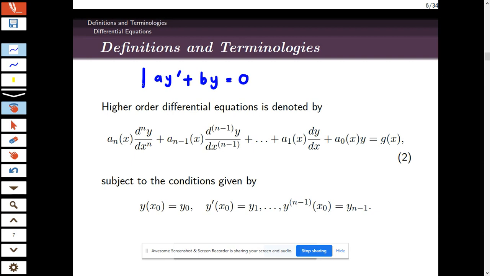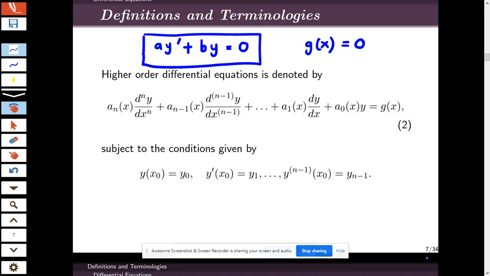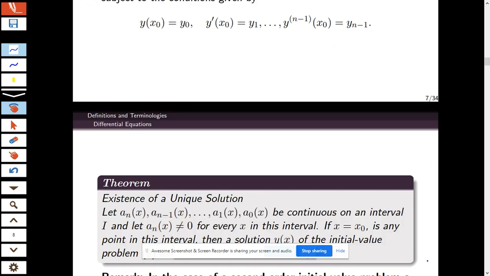What do you call this, when g(x) is 0? It's called what? Anyone else? Homogeneous. Yes, homogeneous. You have a homogeneous equation. When g(x) equals 0, we have a homogeneous equation. And also this is first order. So you need to know that. It's like we are recalling ODE now. We haven't come to the PDE part.